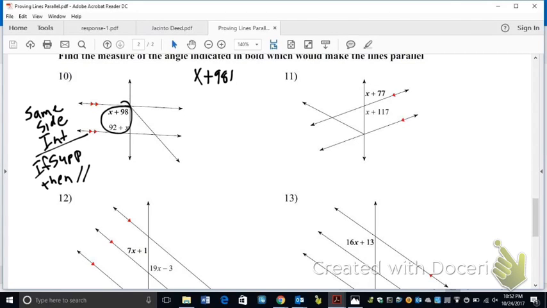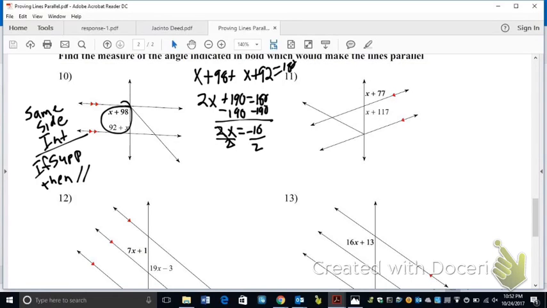So we set it up as x plus 98 plus x plus 92. I use the commutative property of addition to flip those around. Equals 180. That gives me 2x plus 190 equals 180. Subtract 190 from both sides, and I get 2x equals negative 10. Divide both sides by 2. And I get x equals negative 5.